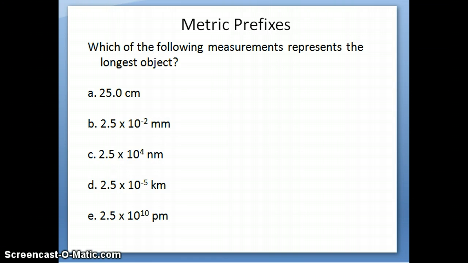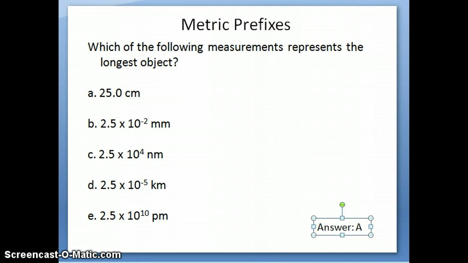I'm going to close off this presentation by having you work on a couple of problems related to metric prefixes. The first one is this problem. It's asking you which of the following measurements show the longest object. You just need to make the same type of conversion calculations that I did earlier, and you should be able to get the answer. What you want to do at this point is stop the video a little bit, work on this problem, and then continue again to see what the answer is.